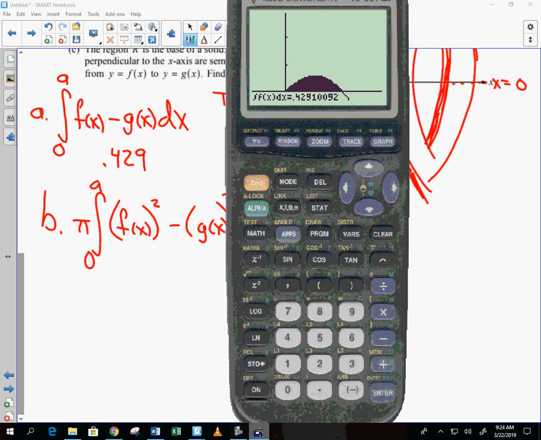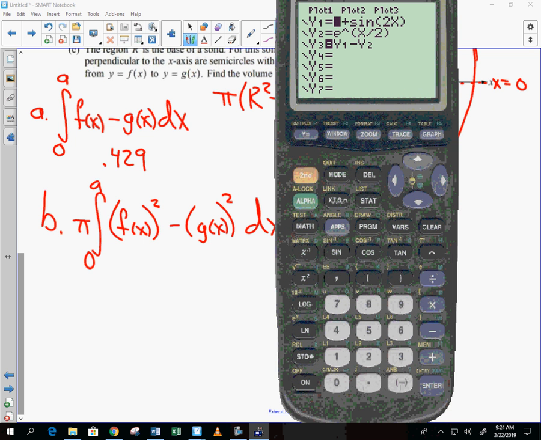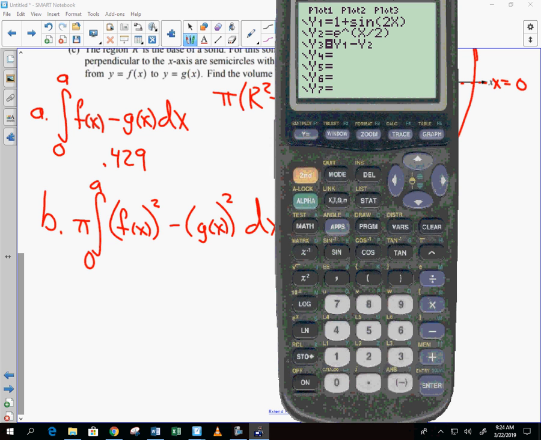So let's calculate this. I go into y equals, and I'm going to change this. Instead of y sub 1, I have to have y sub 1 squared. So I'm going to insert a squared. Y sub 1 squared minus y sub 2 squared. And you'll see if you catch where we're headed here. We got y sub 1 squared minus y sub 2 squared. And now I need to do the integral so I can calculate number 7.